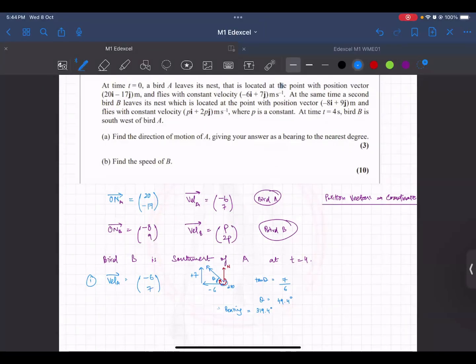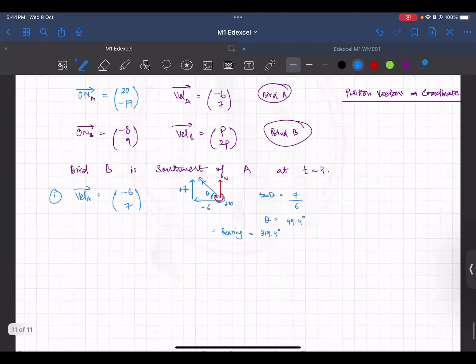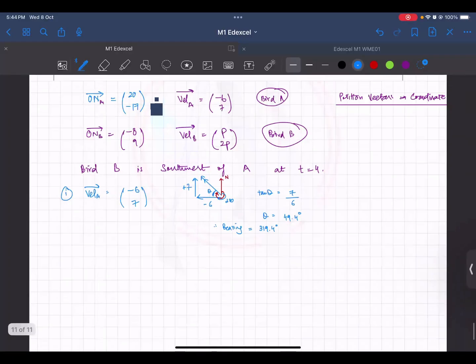Look at the second part. It is of 10 marks. One question of 10 marks. So find the speed of B. They're asking you to find B. They have told us that B is southwest of A.